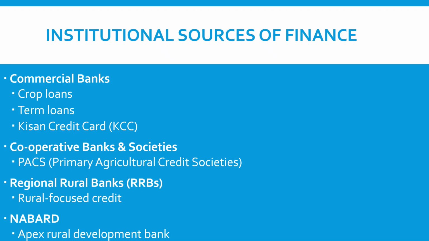Regional Rural Bank and NABARD. Regional Rural Bank focuses on rural development. NABARD acts as the apex institution for rural credit. It does not lend directly to farmers but supports banks and cooperative societies.